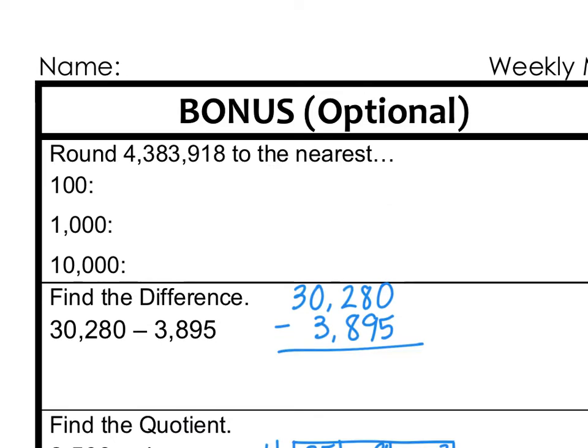All right, this is the Wednesday homework check for the 4th grade that's working on quarter 3. And we're going to do some rounding to start off with. First, to the nearest 100. Circle the digit to the right.